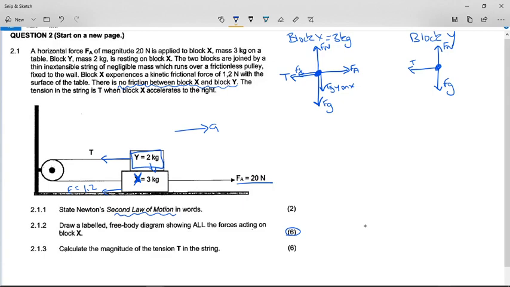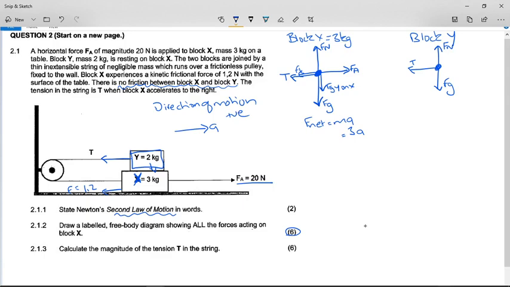So if we want to calculate the magnitude of tension T in the string, we must make a simultaneous equation. So let's start. F net equals ma. This is a 3 kilogram block, so ma is going to be 3a. What are our net forces? If we say the direction of motion is positive, then we can have a look and we can put these forces that are in a straight line.